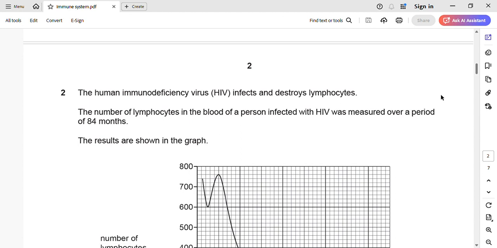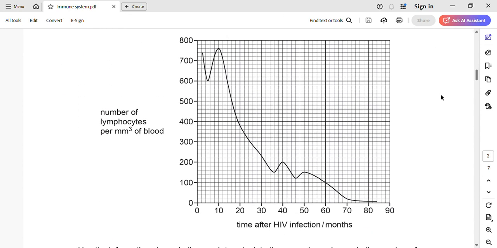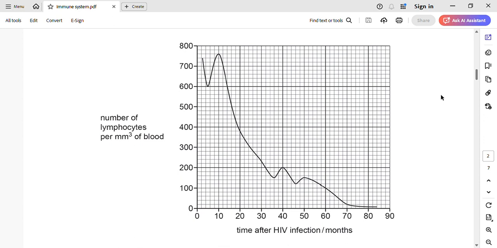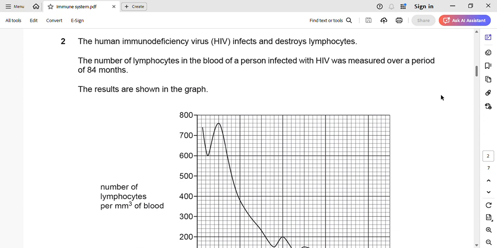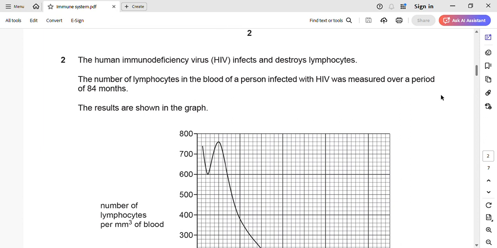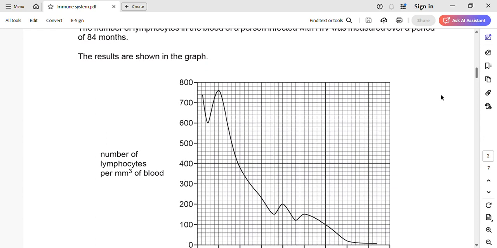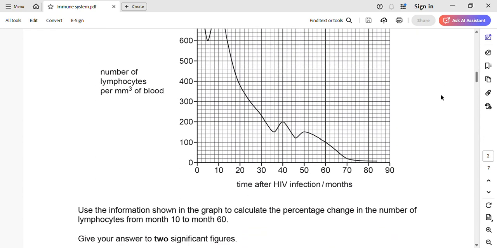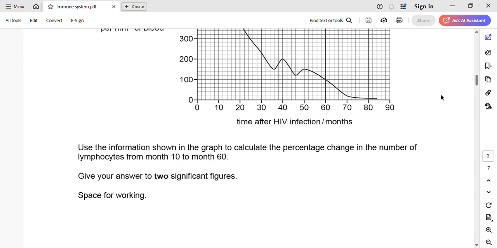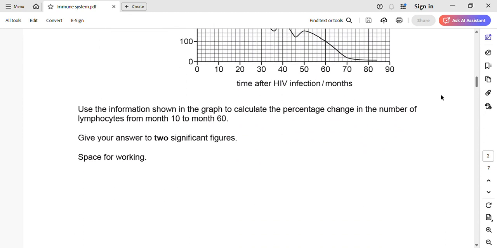Here the question is about a graph. They have given a graph question where we need to interpret the data given here. The question says human immunodeficiency virus infects and destroys lymphocytes. The number of lymphocytes in the blood of a person infected with HIV was measured over a period of 84 months, and the results are shown in the graph. They are asking us to calculate the percentage change in the number of lymphocytes from month 10 to 60.